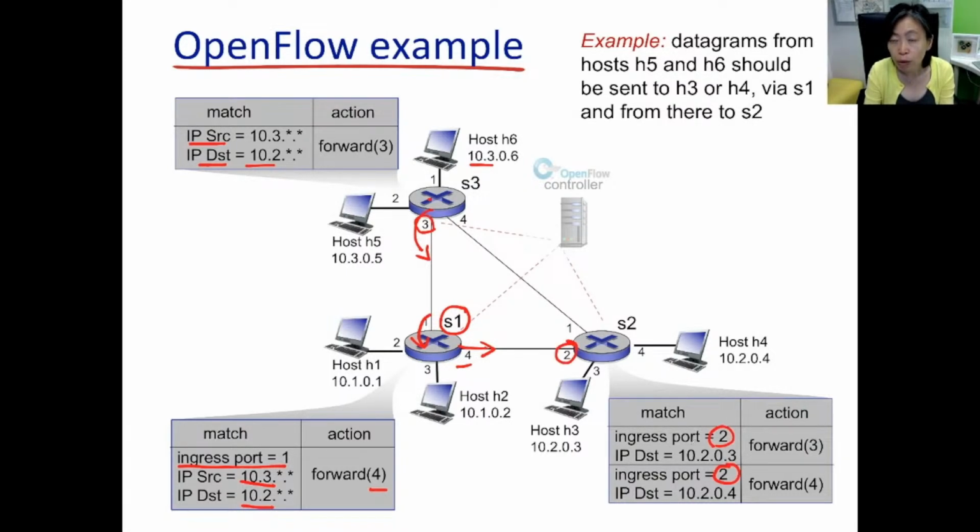Now, we need to separate the traffic so that it goes to H3 and H4 correspondingly. These are different IP addresses. So we match more exactly: if the destination address is 10.2.0.3, then go on interface 3. On the other hand, if it's 0.4, then it is forwarded on interface 4, therefore reaching H4. So OpenFlow is really nice and flexible.